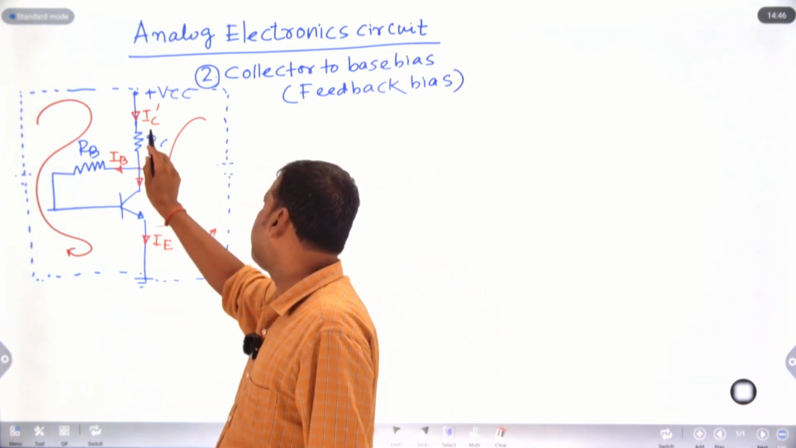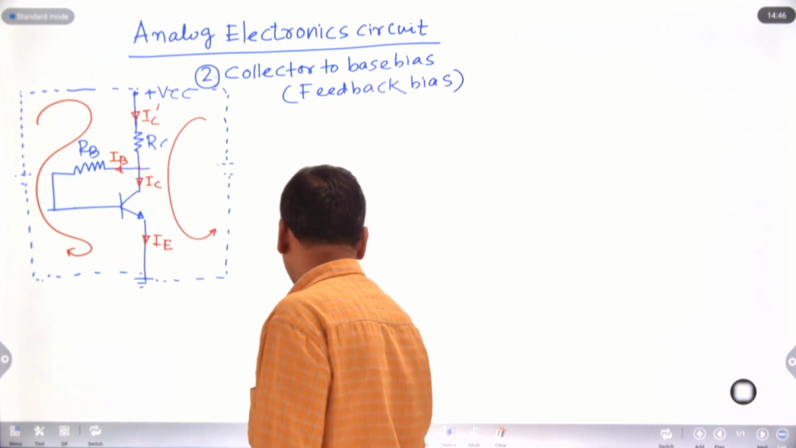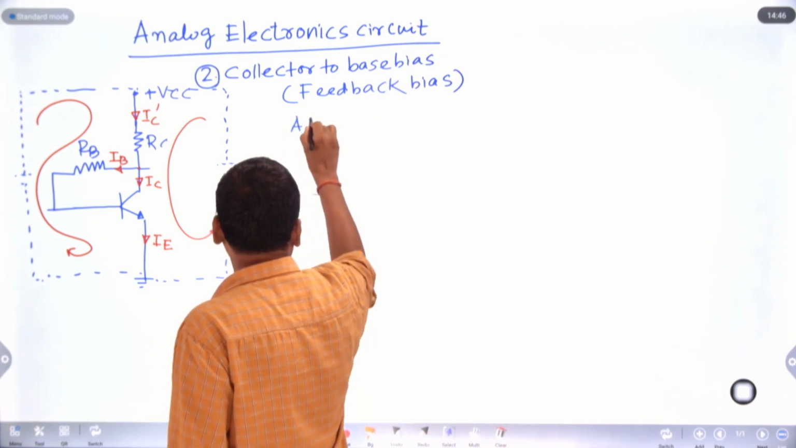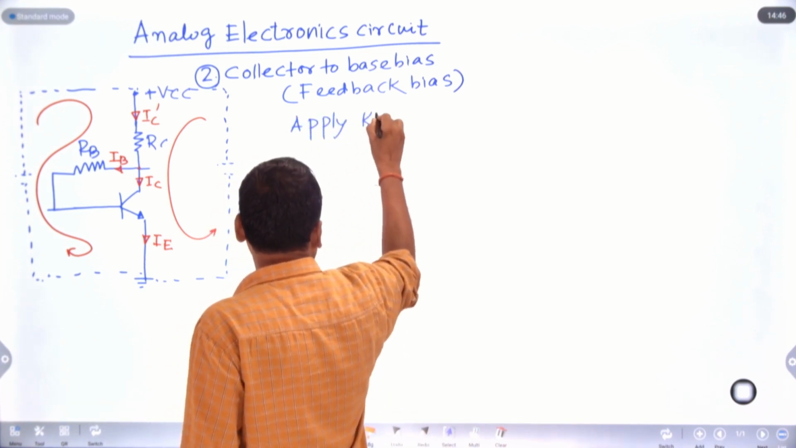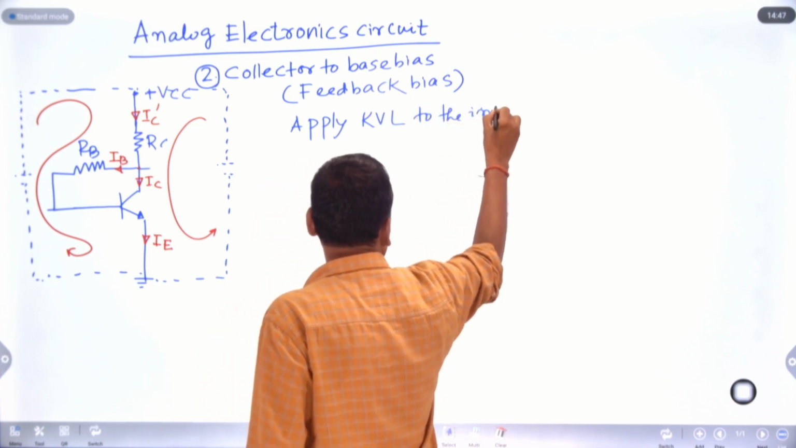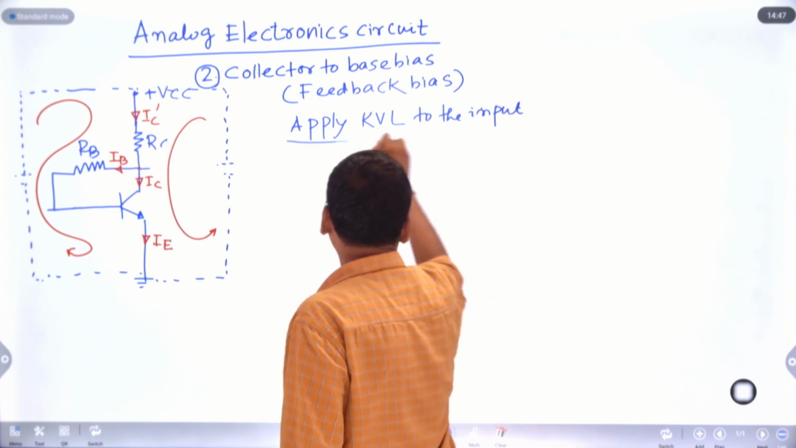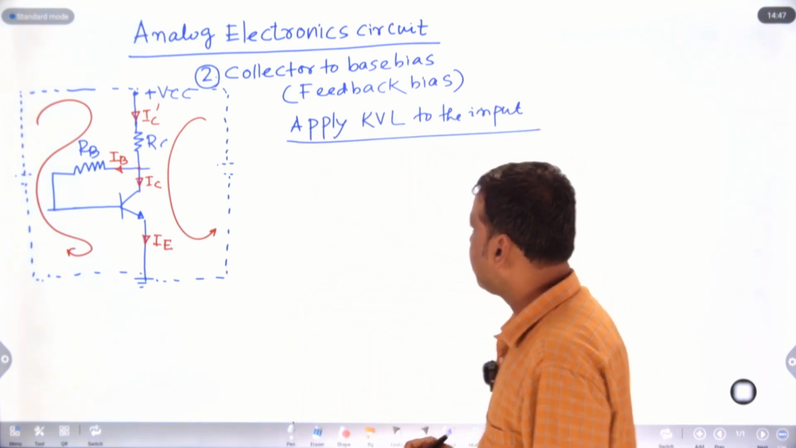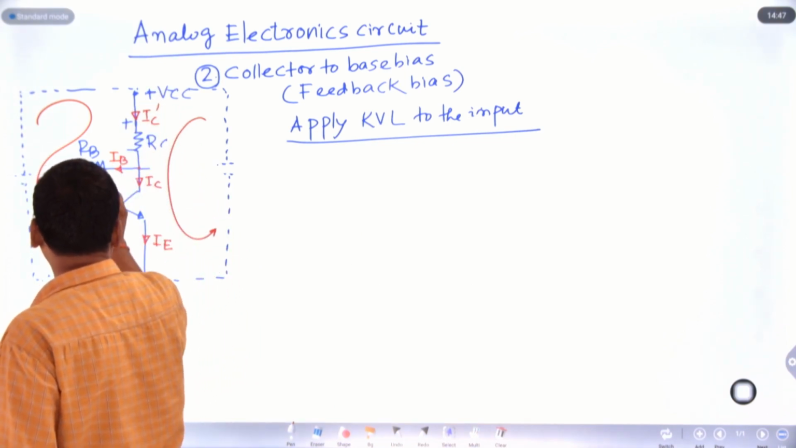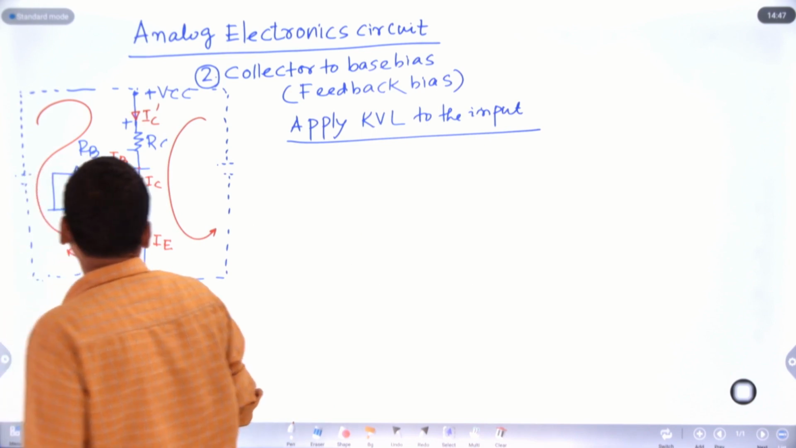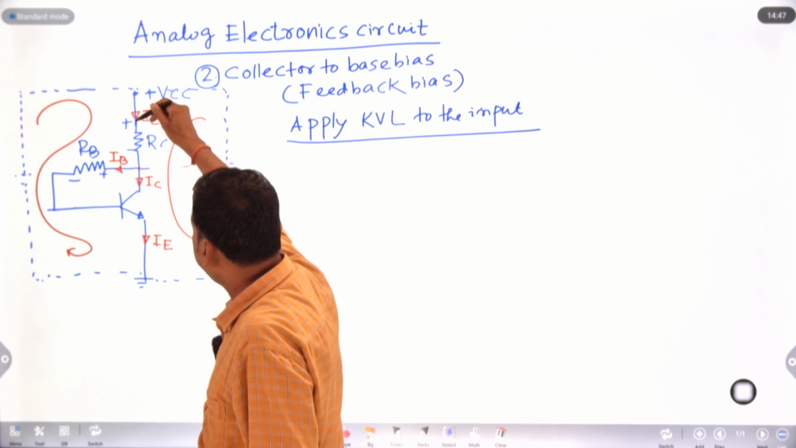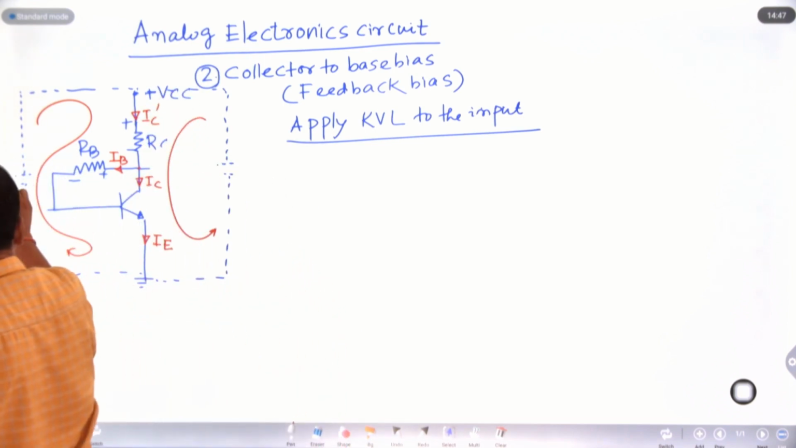First of all, I will apply Kirchhoff's voltage law to the input. What is my input equation? If you apply KVL to the input, first look at this: current entering is plus, leaving is minus. This is plus, this is minus here. So if I apply KVL to the input, it goes plus to minus, minus. First of all, this is VCC.